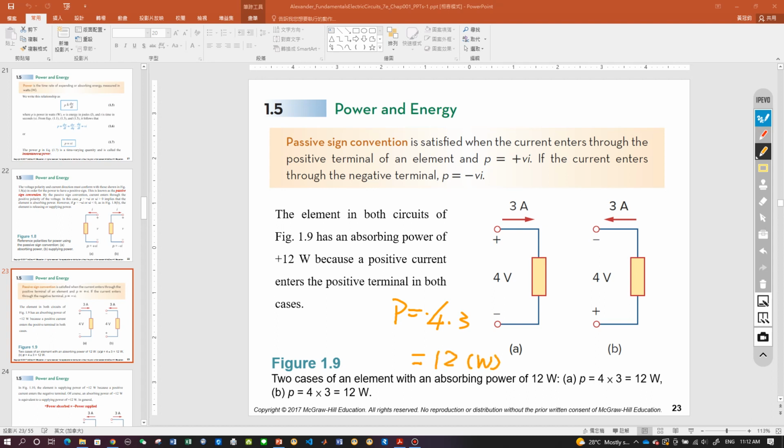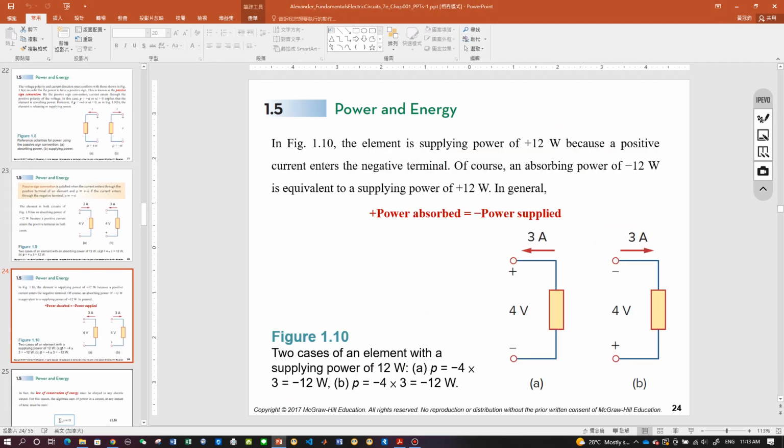Okay, it's the same. So look at that. The current goes through here, is it positive or negative? So it's the same. Okay? It's the same. So this is Figure 1.9.